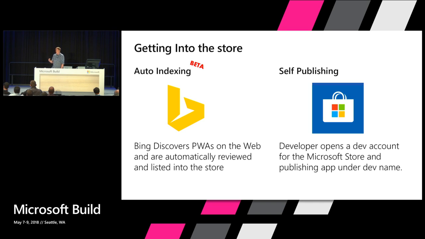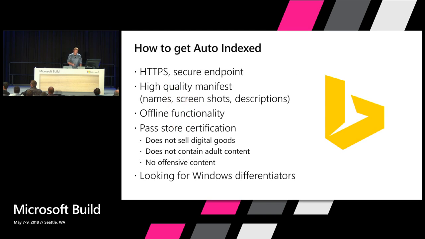Self-publishing means you as a developer at any point can go to PWA Builder, put your URL in, and it'll give you an APPX that you can put in the store. You just open a dev account and you can publish it yourself. So how do you get indexed?